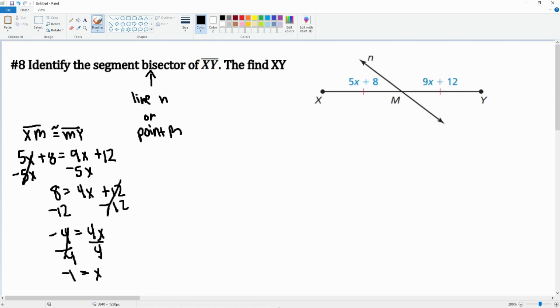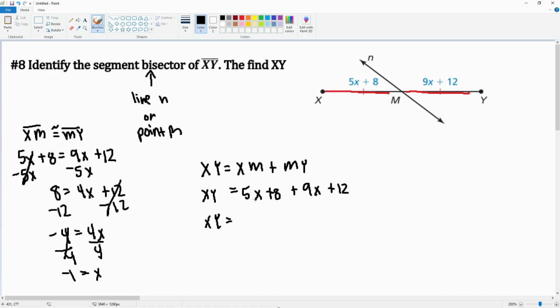Now that you know what x is, you need to know what XY is. XY is made up of this piece plus this piece. So it's made up of XM plus MY. XM is 5x + 8, and MY is 9x + 12. I'm going to combine the like terms first before I make the substitution. 5x and 9x becomes 14x. The 8 and 12 becomes 20.